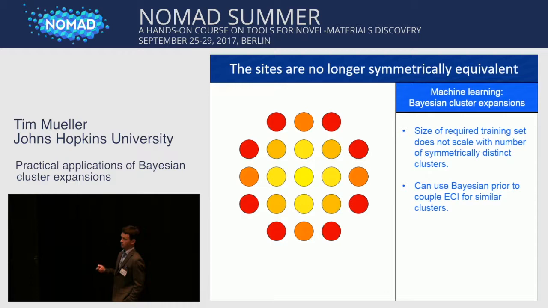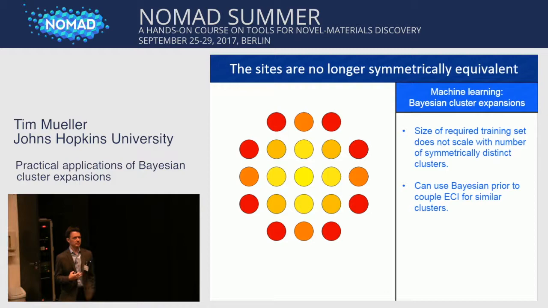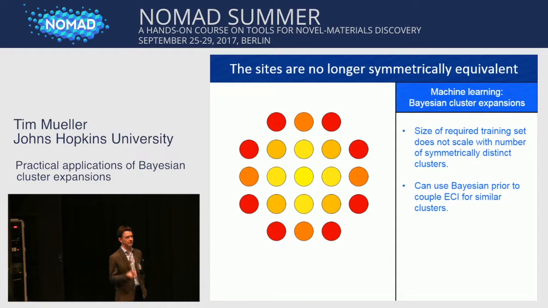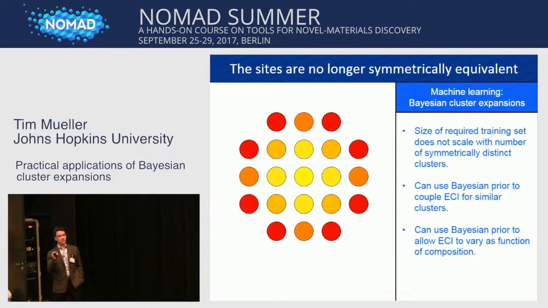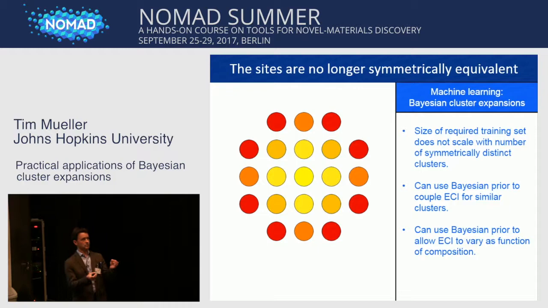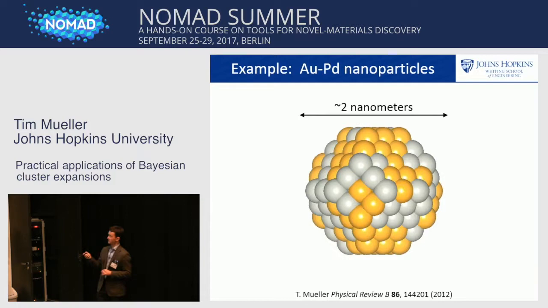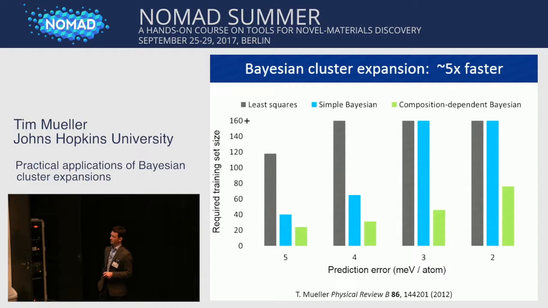It turns out for these nanoparticles, there are some interesting finite size effects that cause you to have a non-local composition dependence in the energy. And so we take care of that by using the Bayesian approach to allow the ECI to vary as a function of composition. So we basically can create ECI as a function of the number of gold or palladium atoms you have and couple the values for nearby compositions to make sure it varies smoothly. And so when we do all of that, this is going to be our system, these 2-nanometer gold palladium nanoparticles. If we do all of that, we find some interesting things.